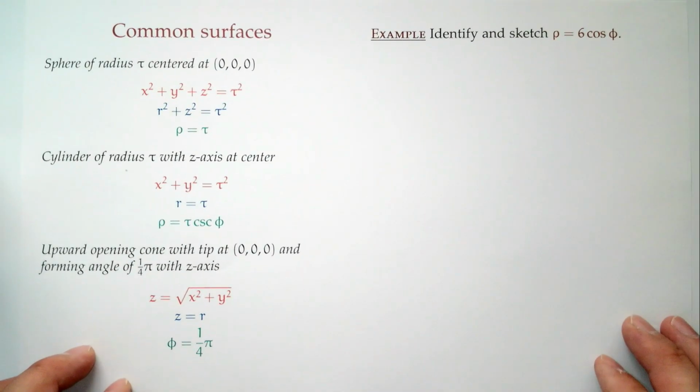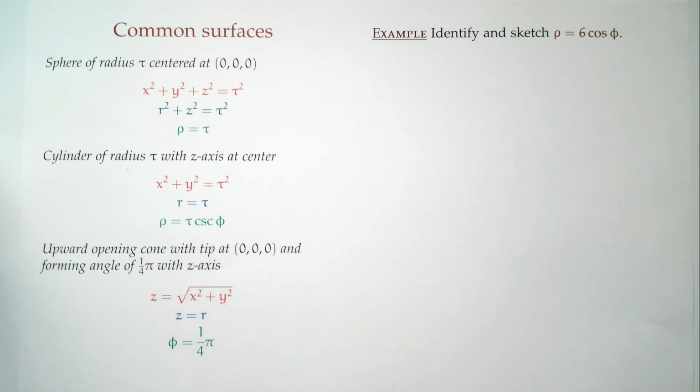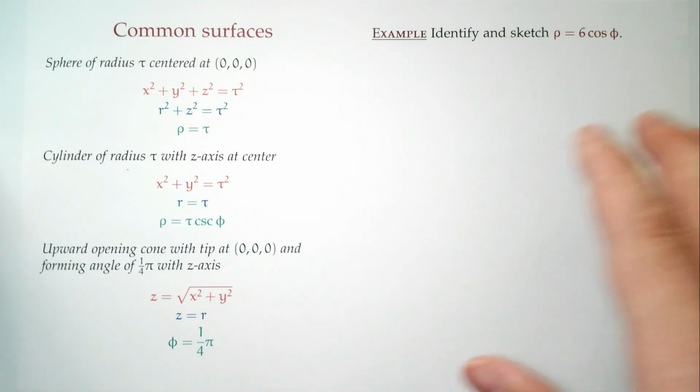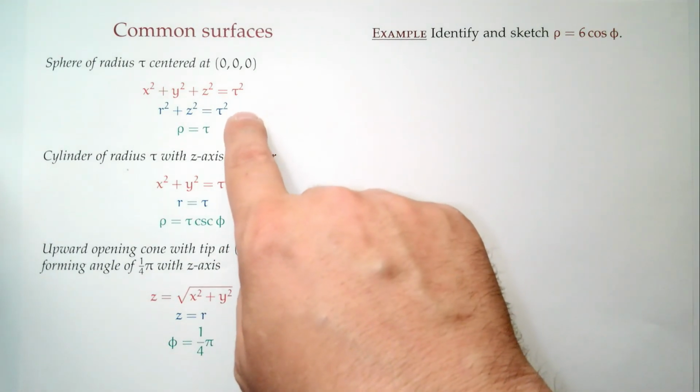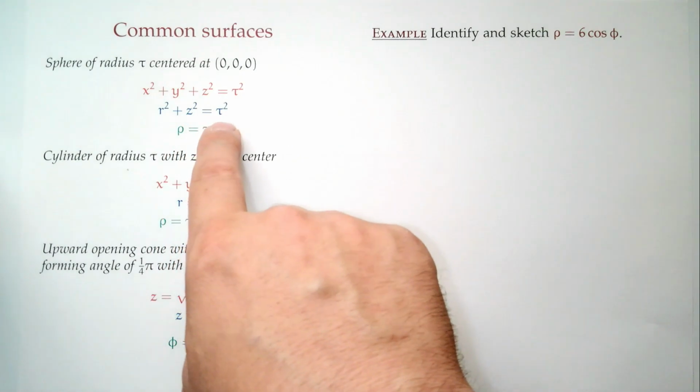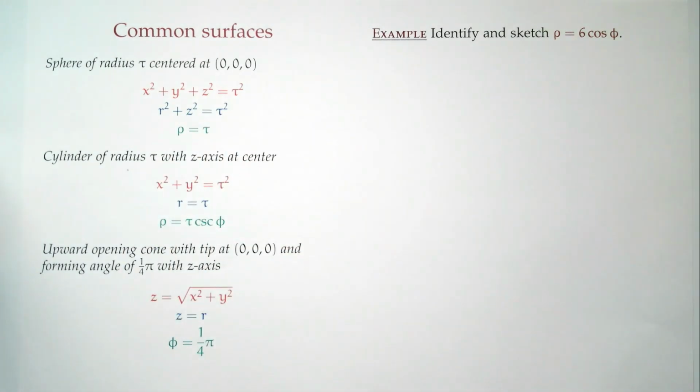Now, it's good to know some common surfaces. So I'm just going to point some of these out. So suppose you have a sphere, and we have to change the name of the radius because r means something now. Radius is tau, centered at the origin. Well, in Cartesian coordinates, it's x squared plus y squared plus z squared equals your radius squared, tau squared. In cylindrical coordinates, well, the x squared plus y squared becomes r squared. So z stays z, so r squared plus z squared equals this radius squared, tau squared. And of course, spherical coordinates, well, now we're in the right setting. Spherical coordinates, we use spheres. So rho equals tau. Again, you can see there's a difference. Spheres are great in spherical coordinates.